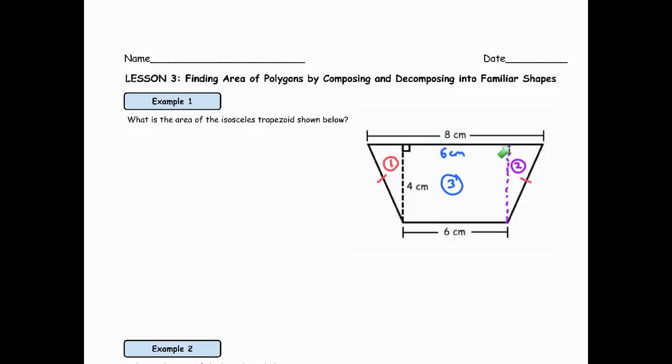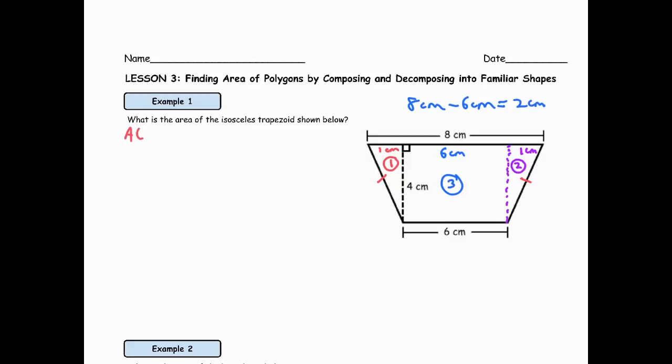So if we subtract this 6 centimeters, we're left with 2 centimeters, which needs to be split between those 2 triangles. So the base of this triangle must be 1 centimeter, and the base of that triangle on the right must also be 1 centimeter. And we can quickly check that by adding 1 centimeter plus 6 centimeters plus 1 centimeter is 8 centimeters. So now what we can start to do is find the area of those triangles and the rectangle.